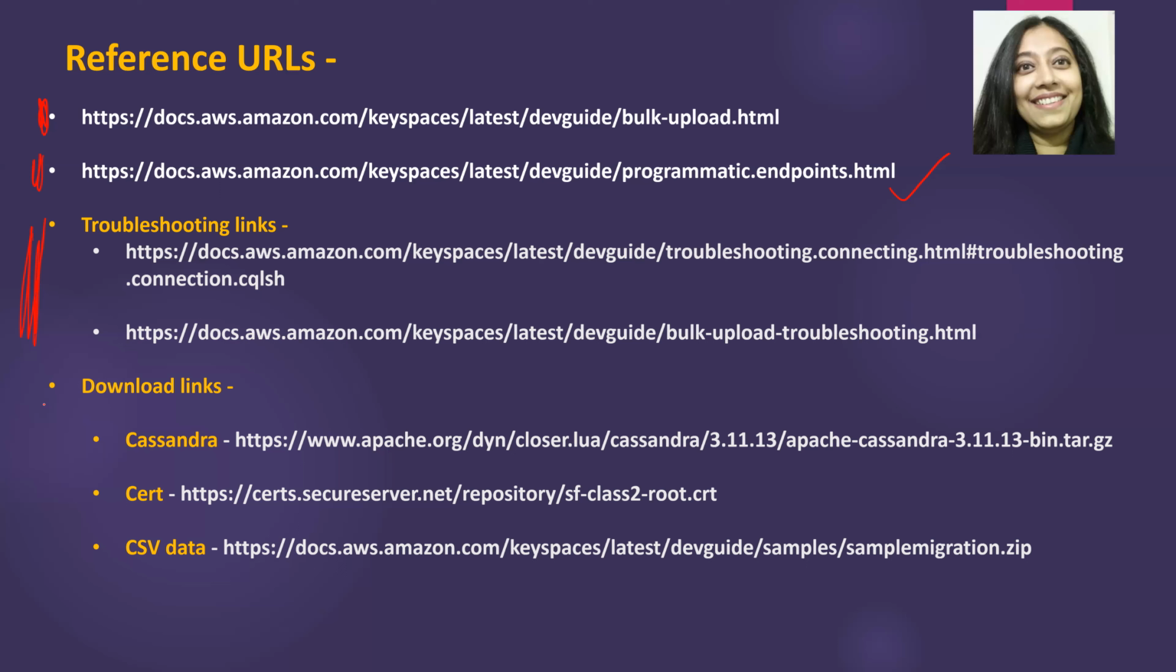And finally, the download links. We will be downloading Apache Cassandra, so please download it from this particular URL. We will be downloading a cert as well, so download it from this URL. And the CSV data file, again, is a zip file, and this is mentioned in your original tutorial. So we will be downloading a zip file, then we will unzip it and extract the CSV data.